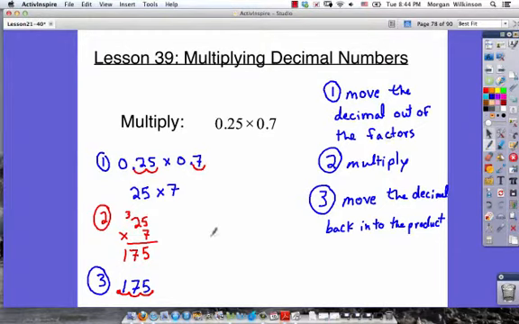So the decimal point is now right here, so we've got our answer. Our answer must be 0.175, or 175 thousandths. And we're all done. That three-step process helps us to multiply any decimal numbers together. Let's look at our next example.